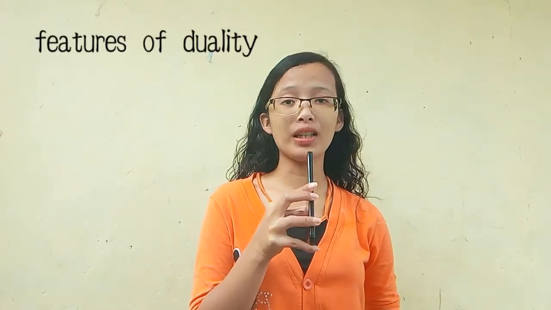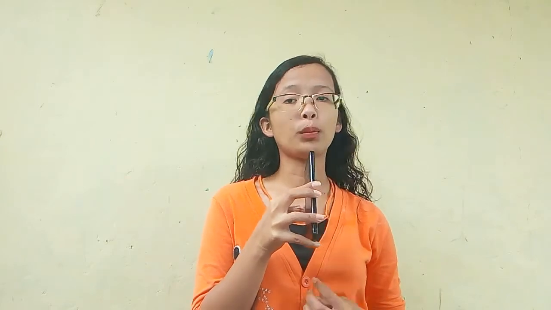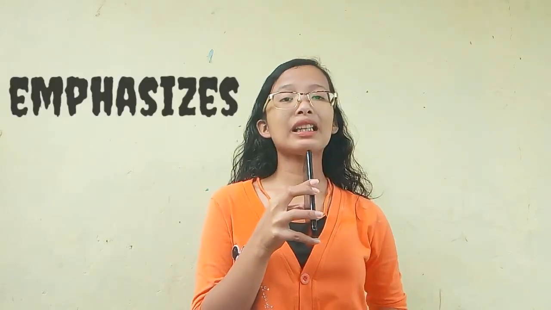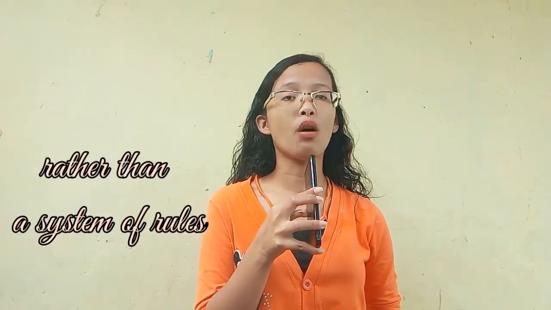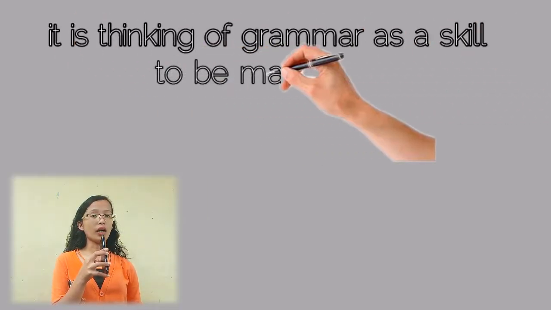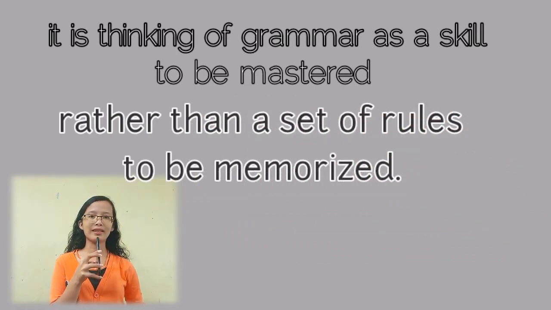In grammaring, the grammar here has features of duality. That is, it should be taken both as knowledge and as ability, hoping to have students who are knowledgeable and able to use grammatical structure accurately, meaningfully, and appropriately. And also, it emphasizes grammar as a dynamic process rather than a system of rules. In other words, it is thinking of grammar as a skill to be mastered rather than a set of rules to be memorized.